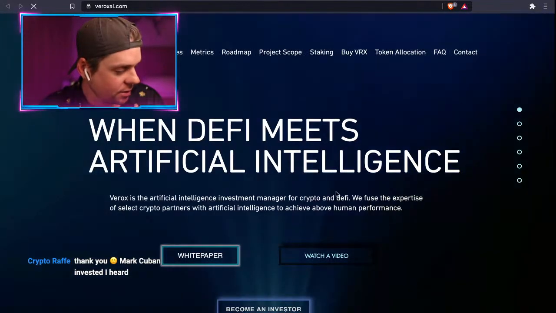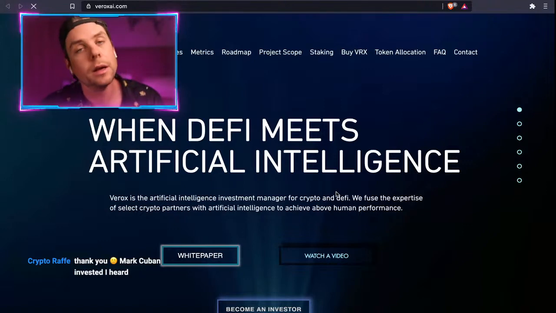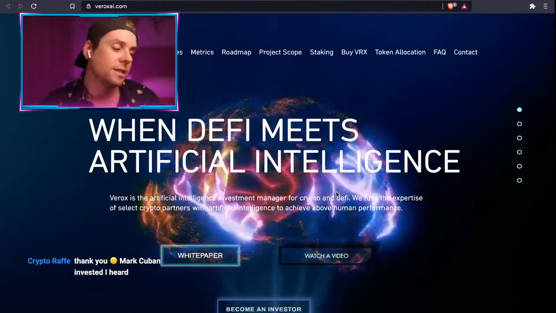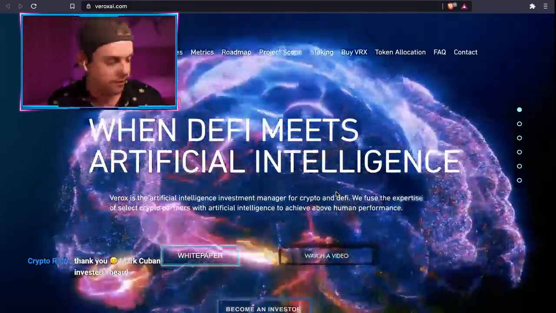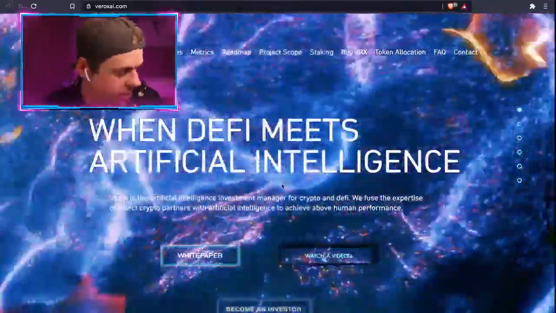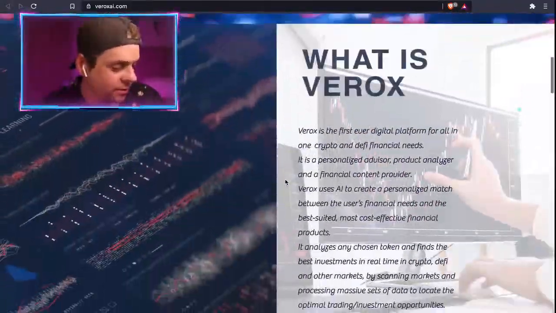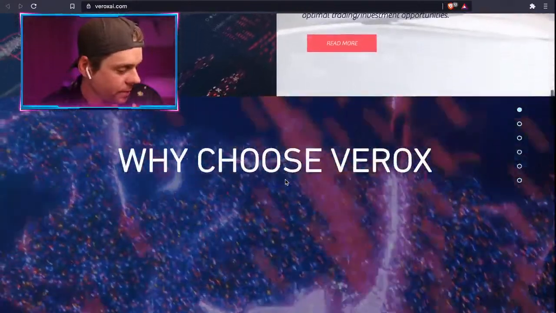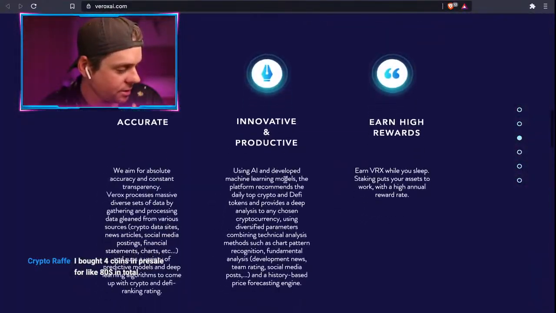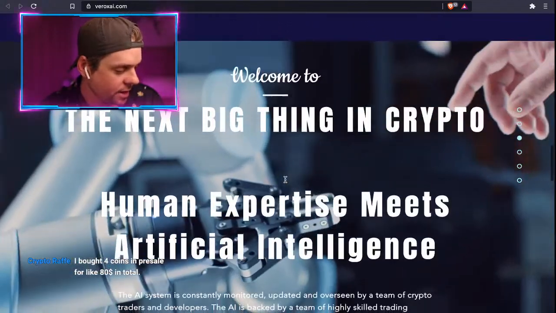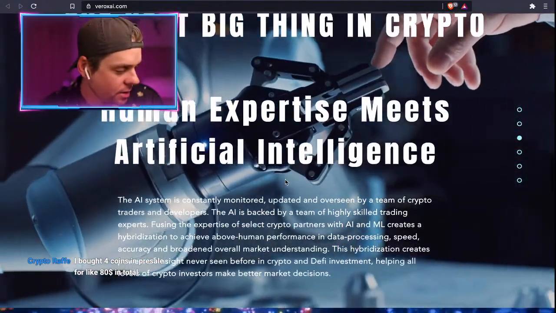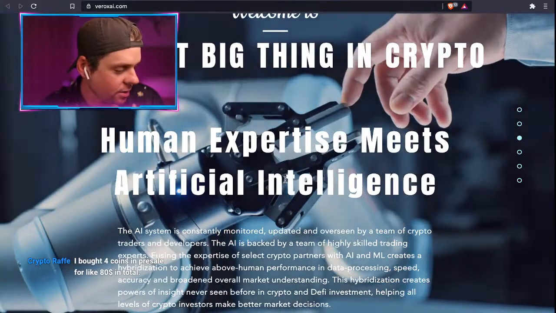When DeFi meets artificial intelligence, be careful, guys. It's buzzwords. You know, DeFi, AI, this, that. Like, watch out for buzzwords. I have zero trust for this right off the bat. I don't give a flying hoot about this. Look at this flash, this innovation and production. The next big thing in crypto. Human expertise meets artificial intelligence.